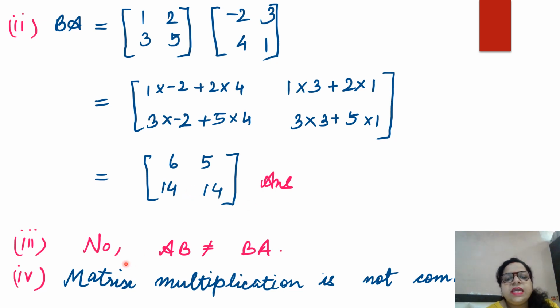So AB is not equal to BA, because the answer we got in AB is not equal to BA. Therefore matrix multiplication is not commutative. What do you mean by commutative, children? In addition, A plus B is equal to B plus A, but in matrix multiplication AB is not equal to BA.